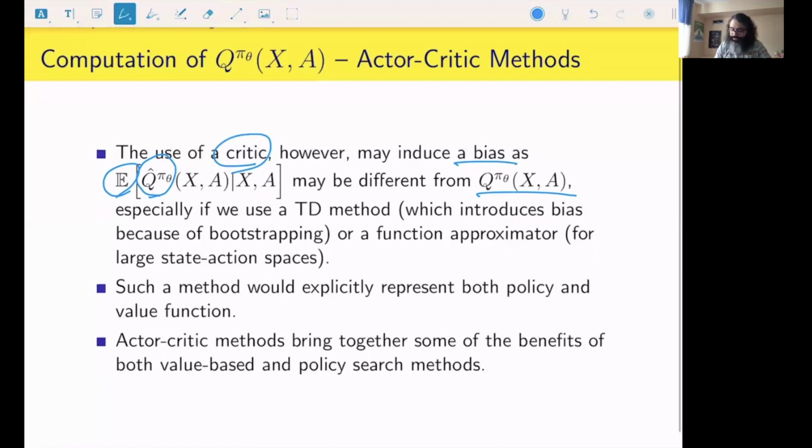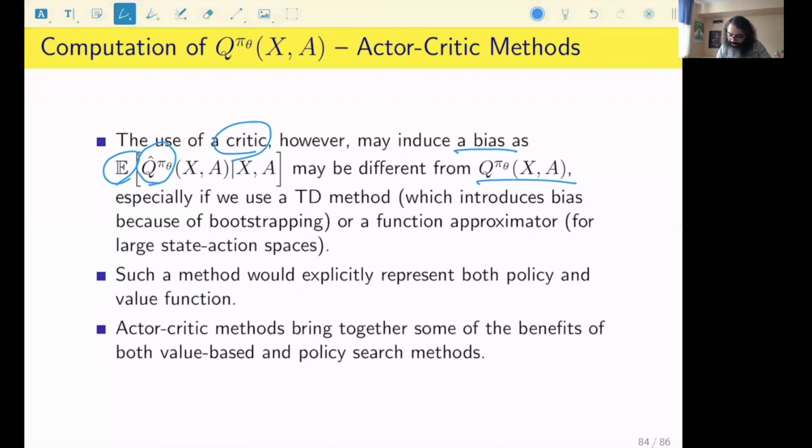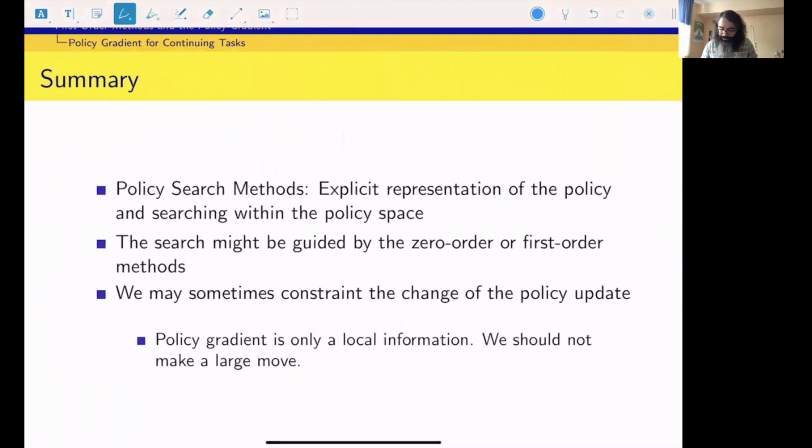Okay, and I mentioned the explicit representation of both policy and value function. The other thing is that actor-critic methods bring together some of the benefits of both value-based and policy search methods. For example, now we can work with continuous action spaces easily if our policy can represent them. But we also benefit from the ability of policy evaluation methods that are sample efficient.